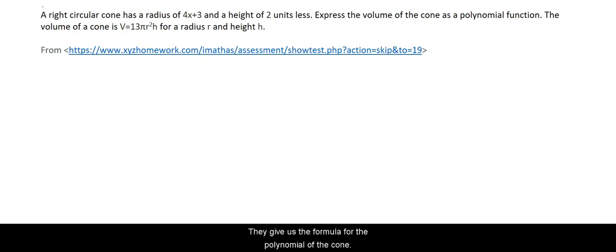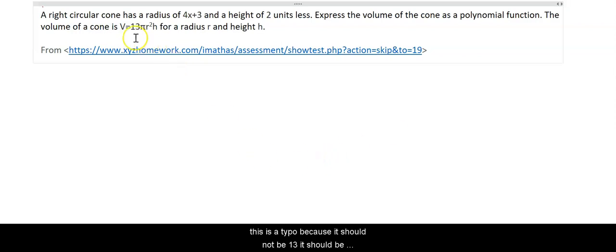They give us the formula for the volume of the cone. They gave it to us as 13 pi r squared h for a radius of r and a height of h. I'm not sure where the 13 is coming from. I'm wondering if this is a typo, because it should not be 13. It should be 1 divided by 3.